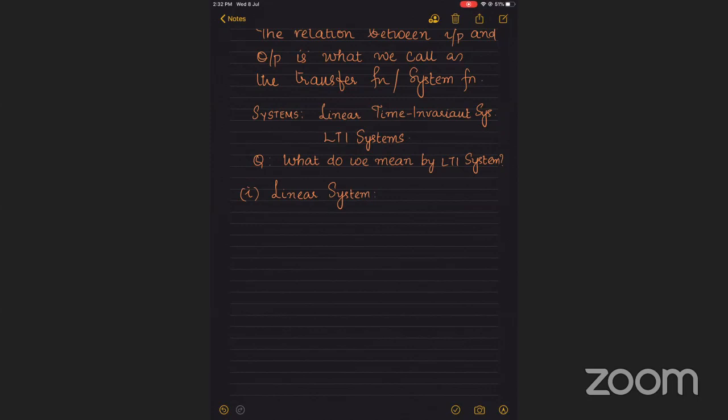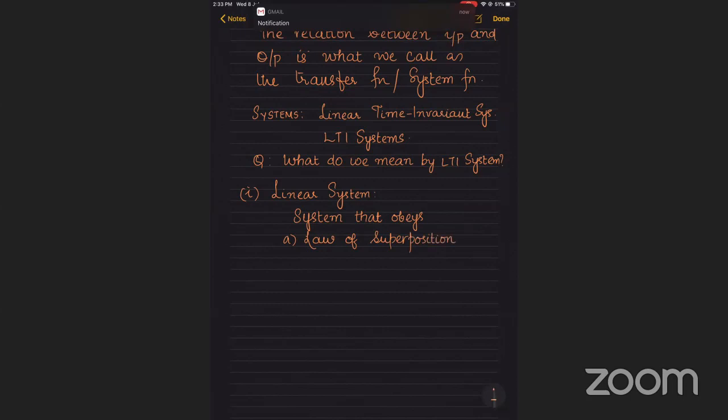The equivalent of that is what we call here number one. A linear system is a system that obeys the law of superposition and homogeneity.